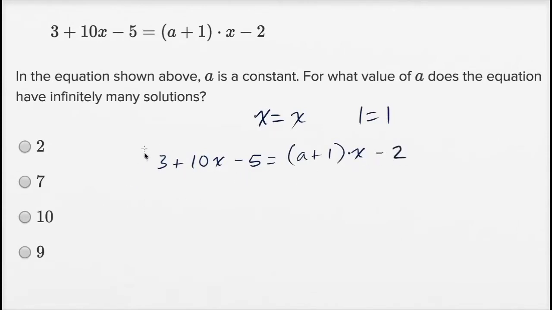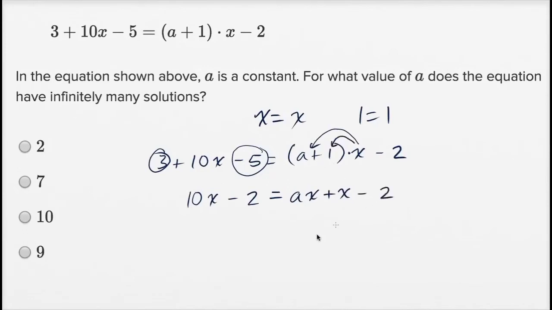So let's see, on the left hand here, I can add the 3 and the negative 5, or I can take 3 minus 5, that would be negative 2. So I get 10x minus 2 is equal to, and let me distribute the x. So it's going to be ax plus x. All I did here is I distributed the x minus 2.